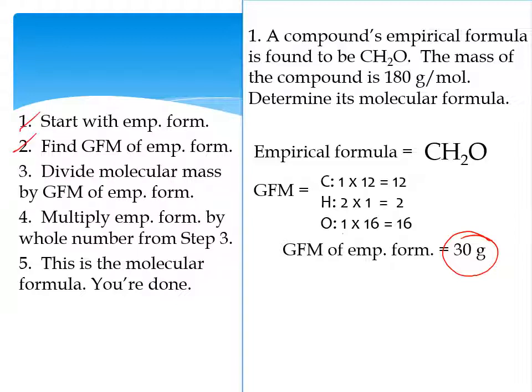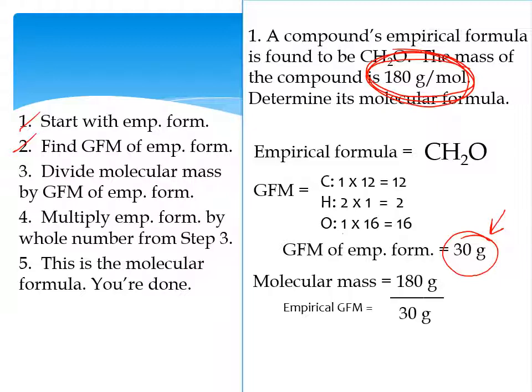We've now done step 1. We've done step 2. Step 3 says divide the molecular mass. That's what they told us in the question, that the big version of the actual molecule weighs. Divide that number by the GFM of the empirical formula, which is right here. That's how much our simple version weighs. That was the 30 from step 2. When we do that, we do 180, molecular mass or molar mass, divided by the empirical formula's mass, the GFM of that. That was the 30.